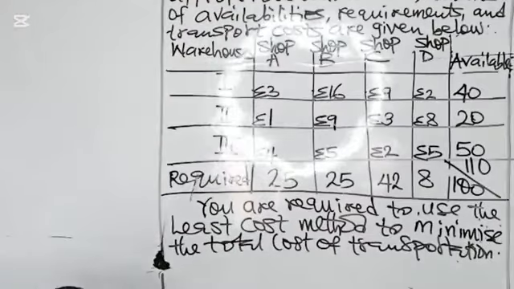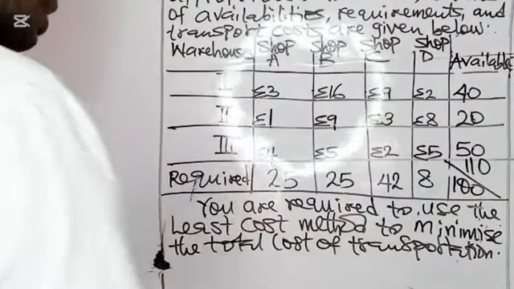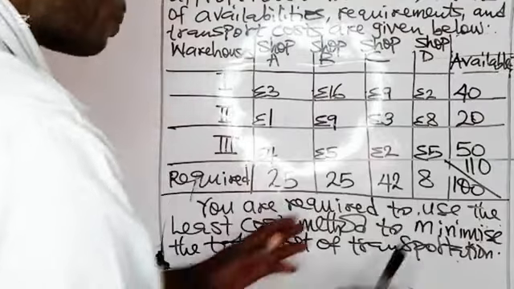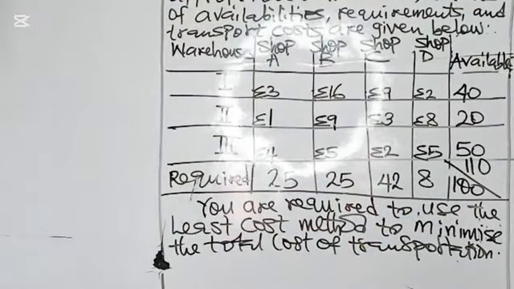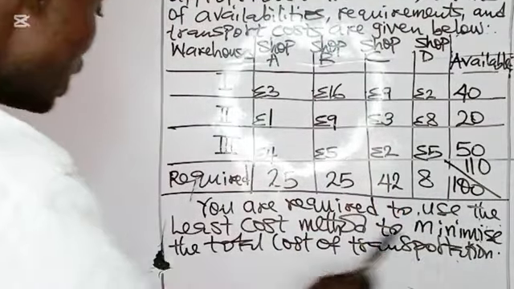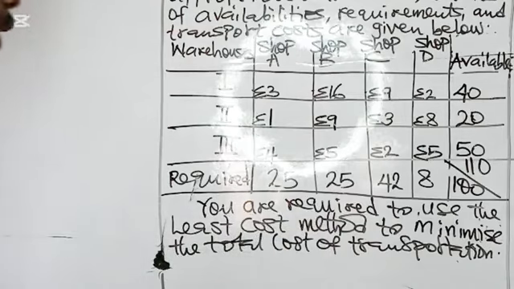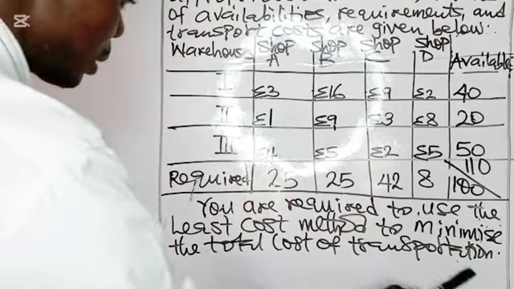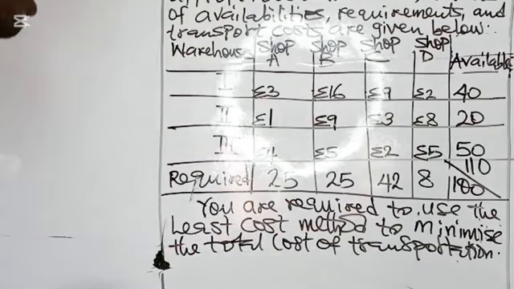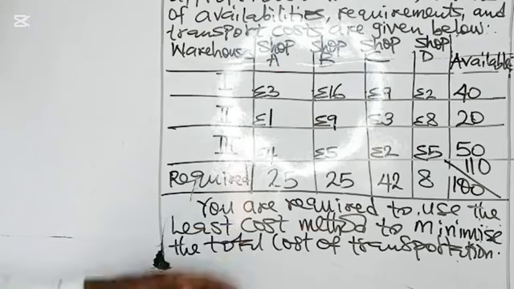That means the required is 100, the available is 110. So the problem is not balanced. You are required to use the least cost method to minimize the total cost of transportation. Now, let's solve the question.